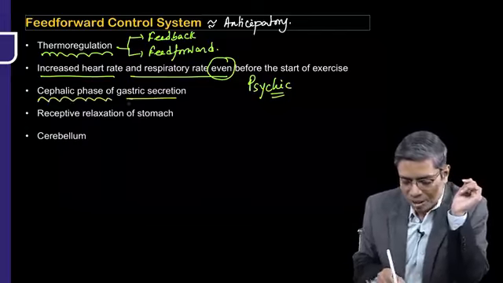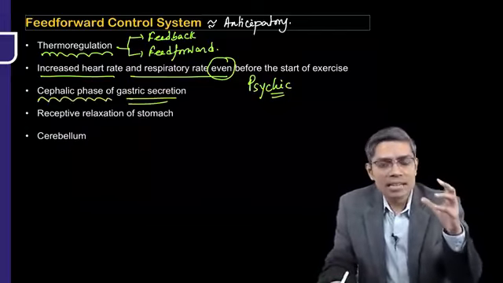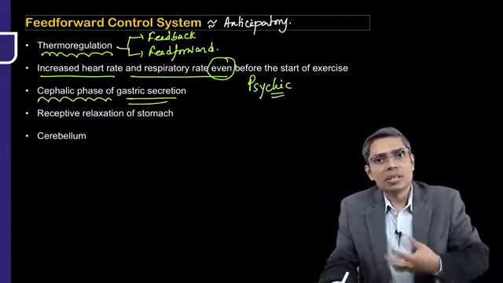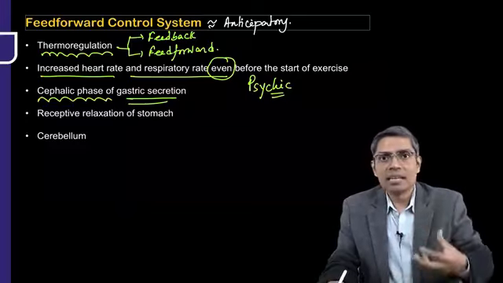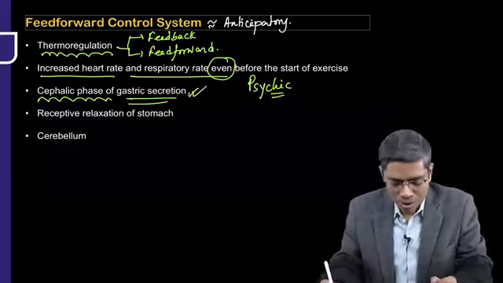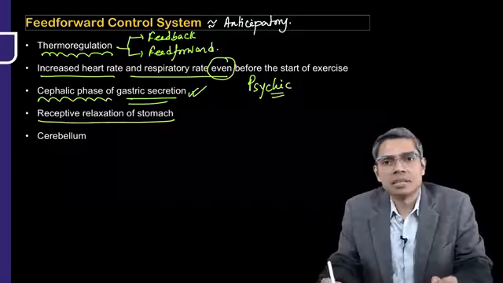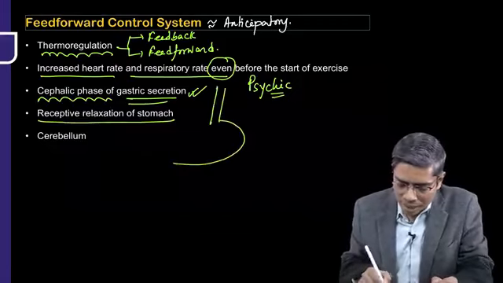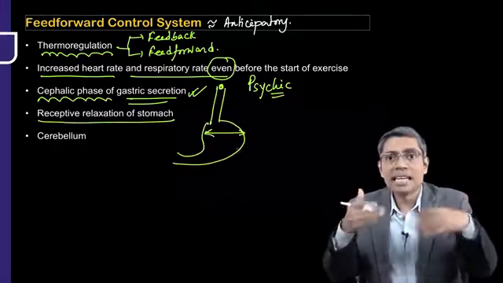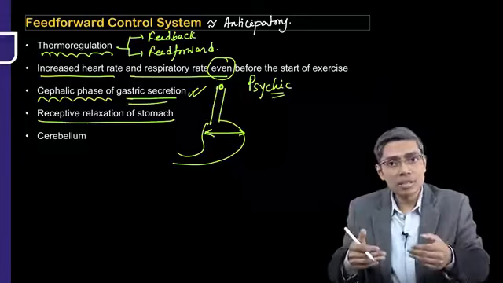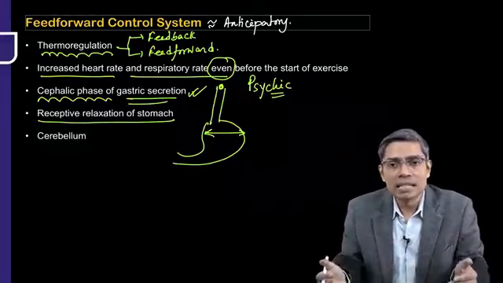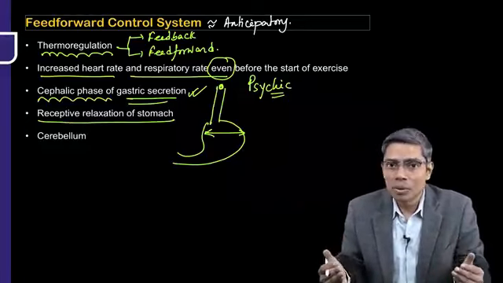Cephalic phase of gastric secretion. All of you know that whenever you are looking at some food, or chewing the food, food has not yet entered into the stomach, but the stomach is secreting acids in anticipation that food is going to reach. So this is again a typical example of feed forward control system. Receptive relaxation of the stomach. Whenever food enters the upper part of the esophagus, the upper part of the stomach dilates ahead of food. Food is not entering into the stomach, it is only in the upper part of the esophagus, but the stomach is dilating itself in anticipation that food is going to come. It has to accommodate, right?